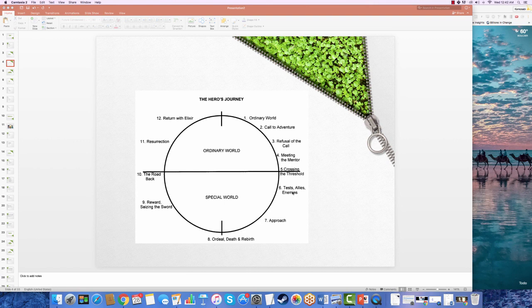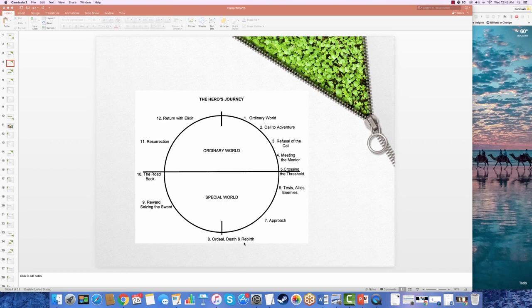That's why the next part, number 8, is the ordeal, the death, and the rebirth. So the ordeal is the actual dealing with the final challenge. And it's truly challenging. It tests the hero to their absolute breaking point, and then the hero breaks. So they either die metaphorically, they die physically and come back, but something happens where the old person that was born in this ordinary world is dead, and a new person emerges from that experience.